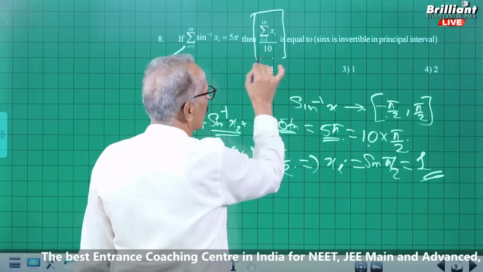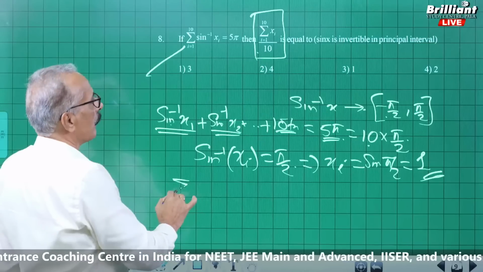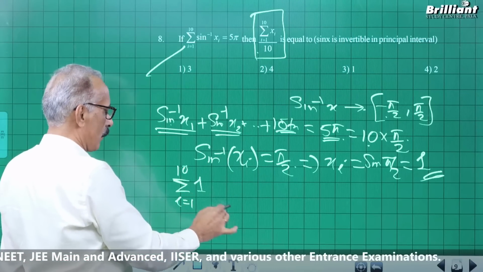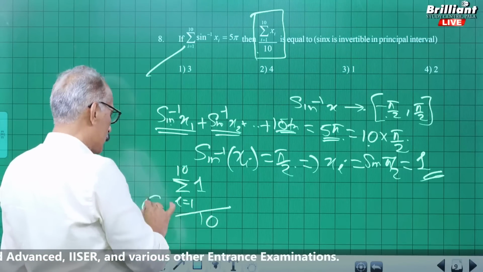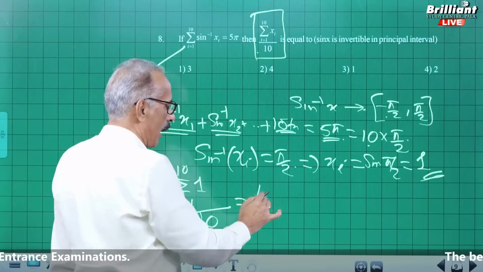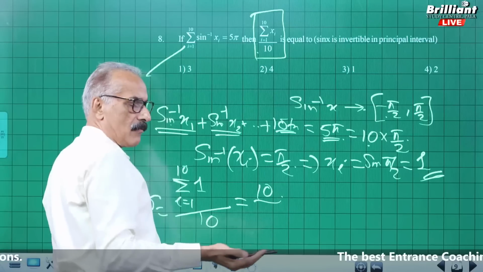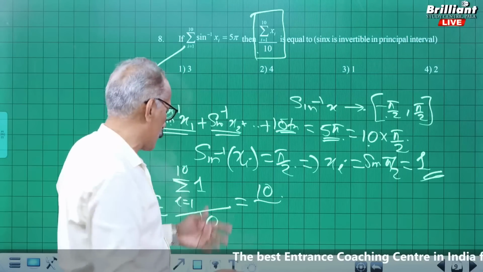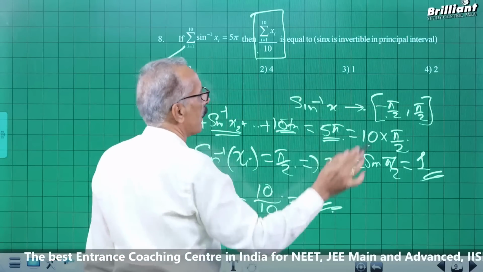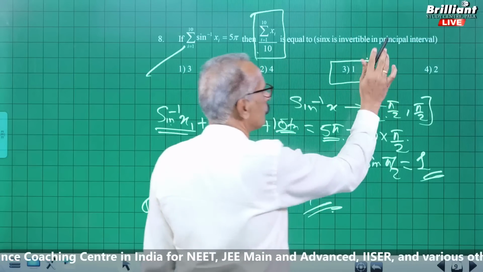Look at the question. What is asked there? Sigma i equals 1 to 10 of xi, where xi is 1, whole divided by 10. Now 1 is added how many times? 10 times. What is the value of 1 added 10 times? It is 10. Divided by 10, the value is 1. You got the answer within no time. The answer is option 3.